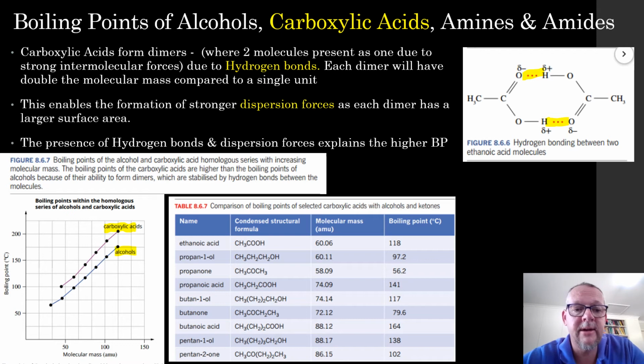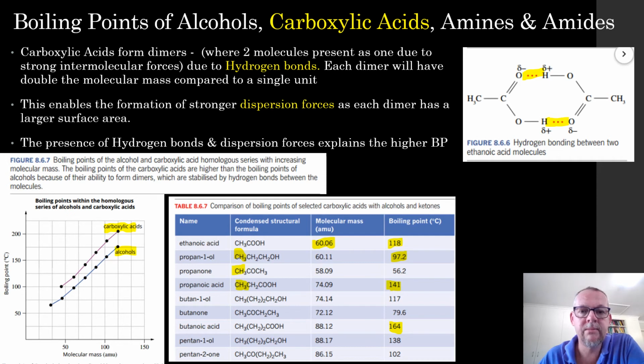So carboxylic acids have the highest boiling point of each of them. So here's our ethanoic acid for a mass of 60, compared to propanol, and you can see that at a similar mass, we've certainly got a higher boiling point. And now let's have a look at propanoic acid, which is our 3 carbons. You can see that the carboxylic acids are higher. Let's have a look at butanoic acid, and again it's higher than the others.